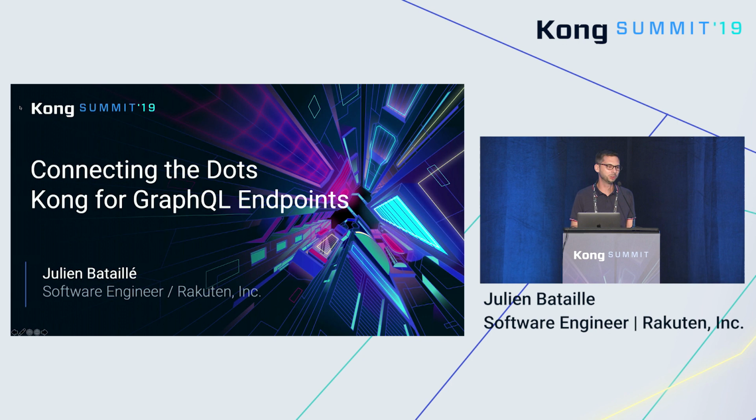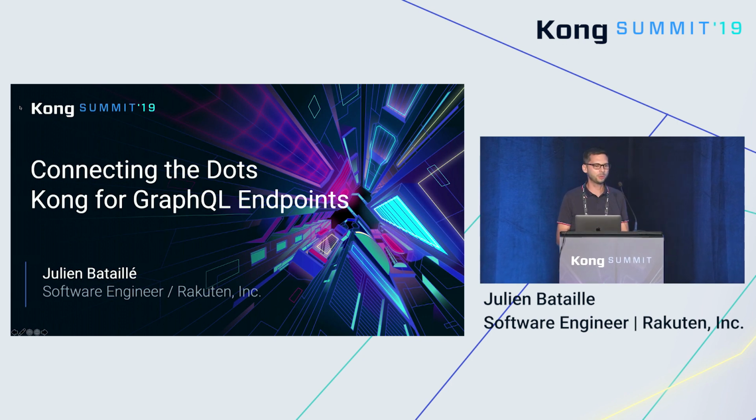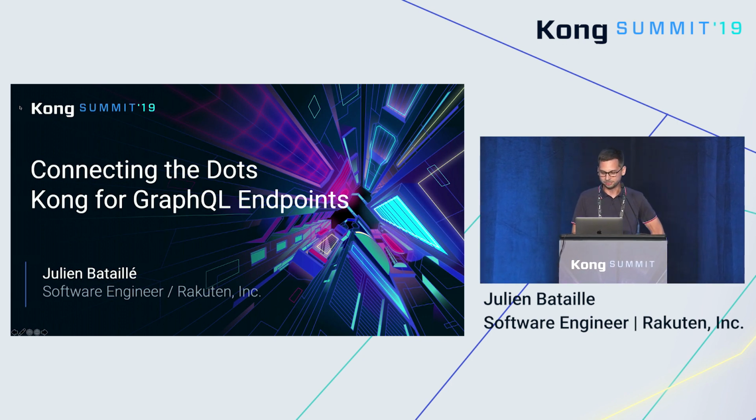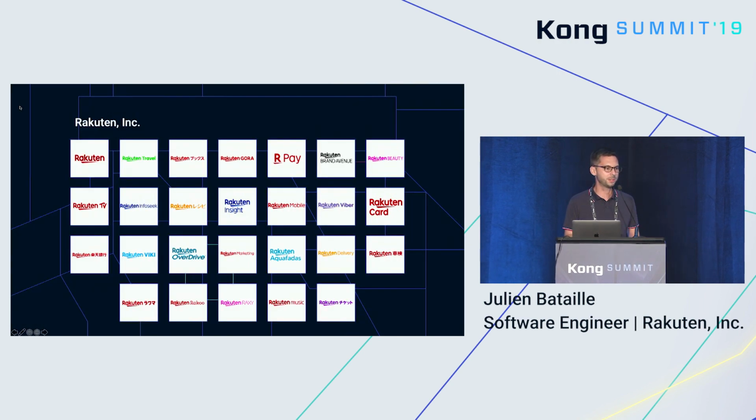As Rob introduced me, I'm Julien Bataille. I work at Rakuten. I'm a software engineer. So I work in the team where we provide Kong as a service to the rest of our group companies. Our API management platform is addressing a lot of use cases from different businesses. We are famous for our e-commerce platform in Japan, but we have over 70 different services across different industries.